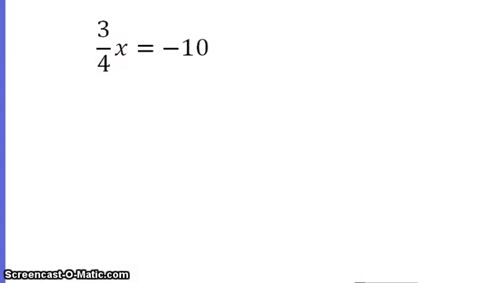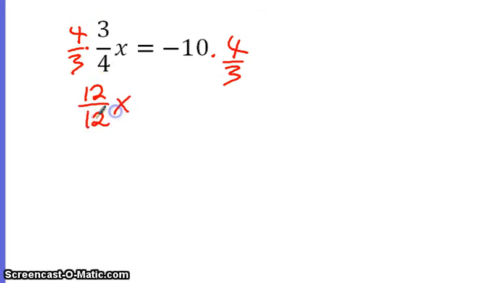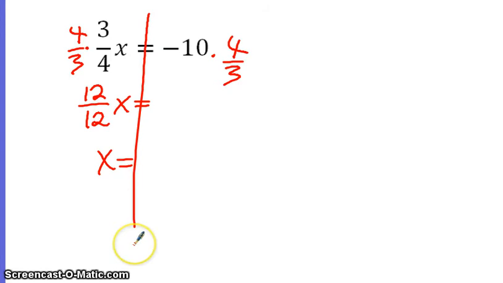Okay, same thing. I have 3/4. I'm going to multiply by its reciprocal. 4/3 times this by 4/3. So that's going to be 12 over 12x. So 1x. And then I'm going to do negative 10. That's over 1. Negative 10 times 4 is negative 40 over 3.